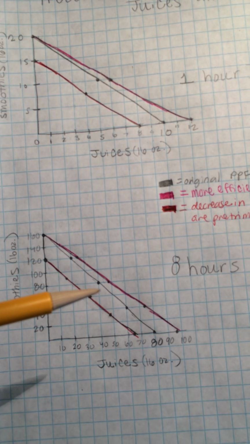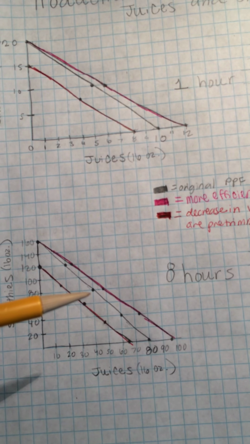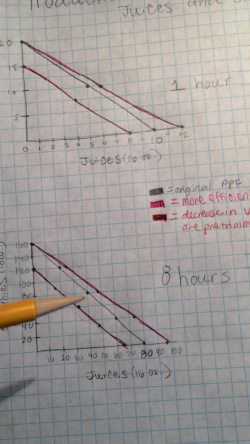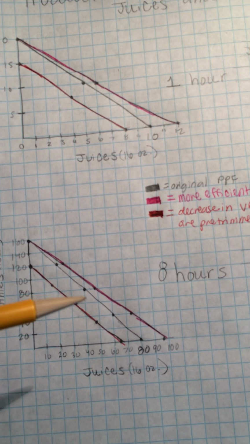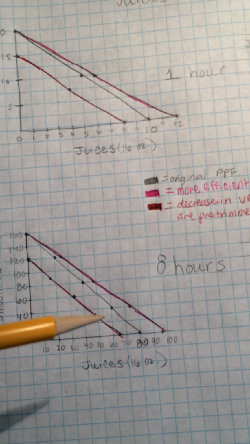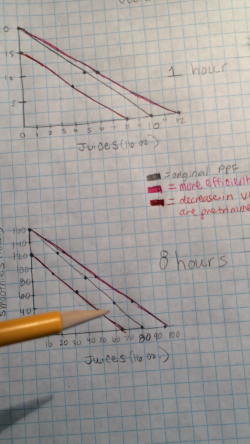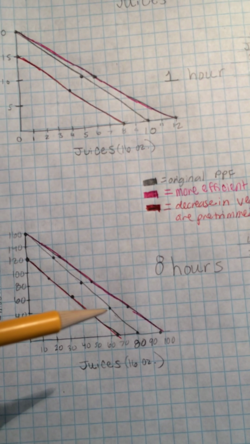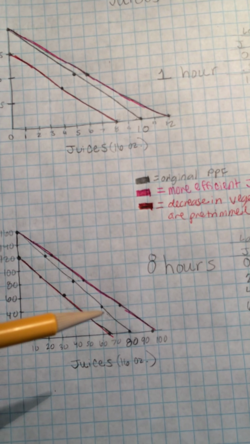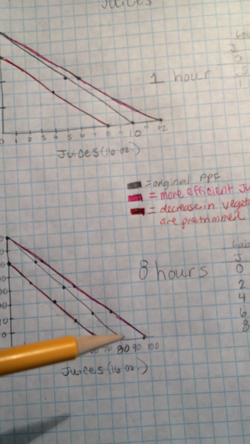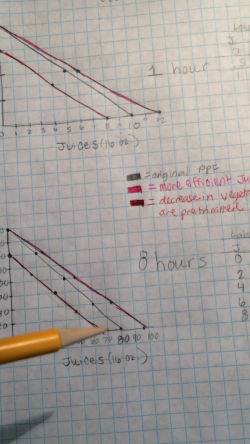And if I spent 4 hours on producing smoothies and 4 hours on producing juices, I would have 40 juices and 80 smoothies. And if I spent 6 hours on producing juices and 2 hours on producing smoothies, I would have 40 smoothies and 60 juices. And if I spent the full 8 hours on producing juices, I would have 80 juices and 0 smoothies at the end of 8 hours.